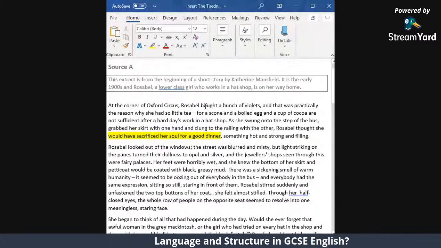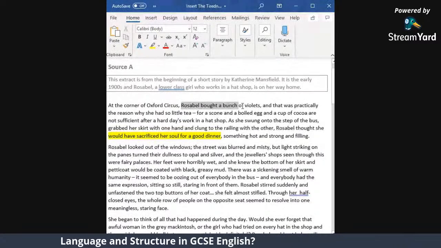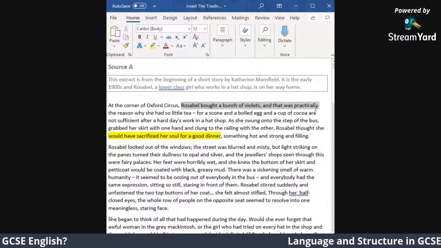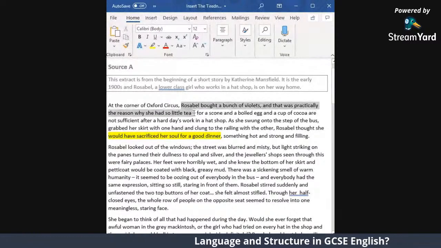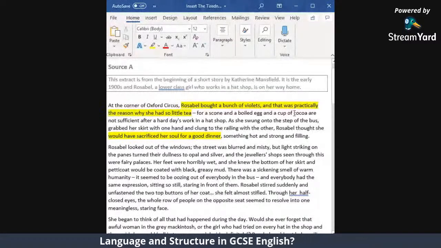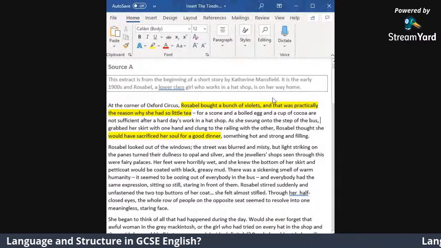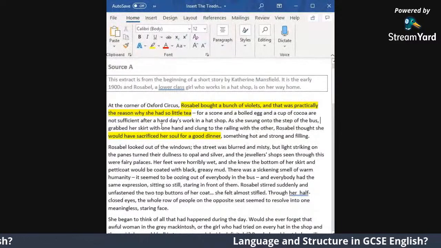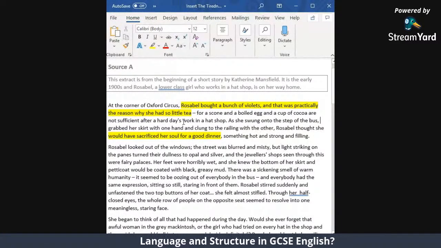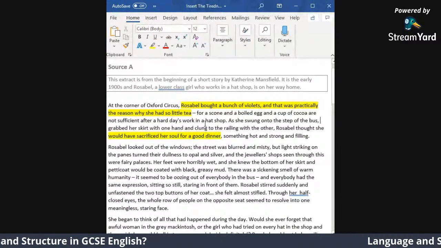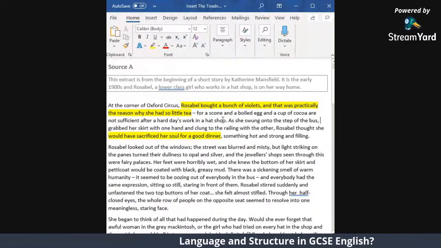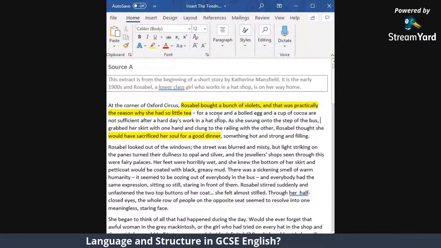But it also tells you further back that she bought a bunch of violets, and that was practically the reason why she had so little tea. So already we're building up a picture of Rosabelle's life, that she works hard and obviously doesn't earn that much money. So at the start of the extract, we're focusing quite a lot on the structural beginning, how it starts, and it starts pretty much at the end of the day, and then we might see what happens or what has happened during the day.